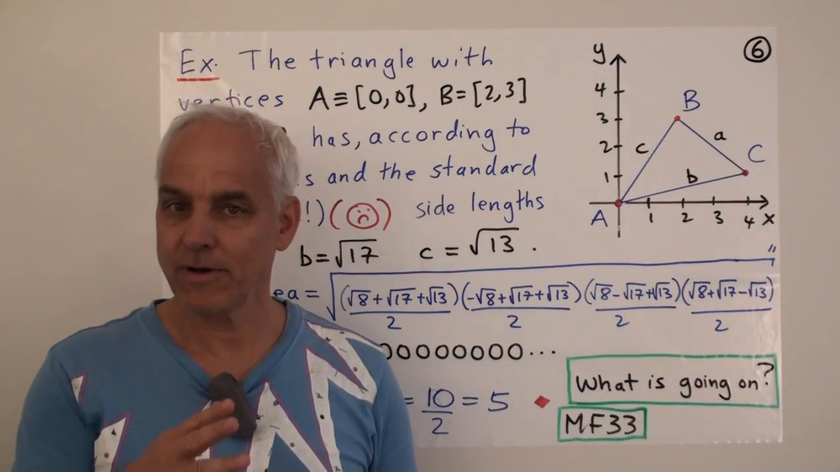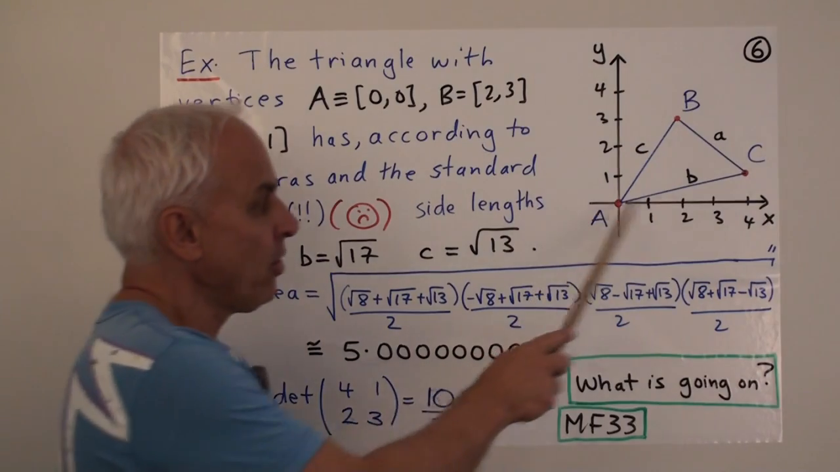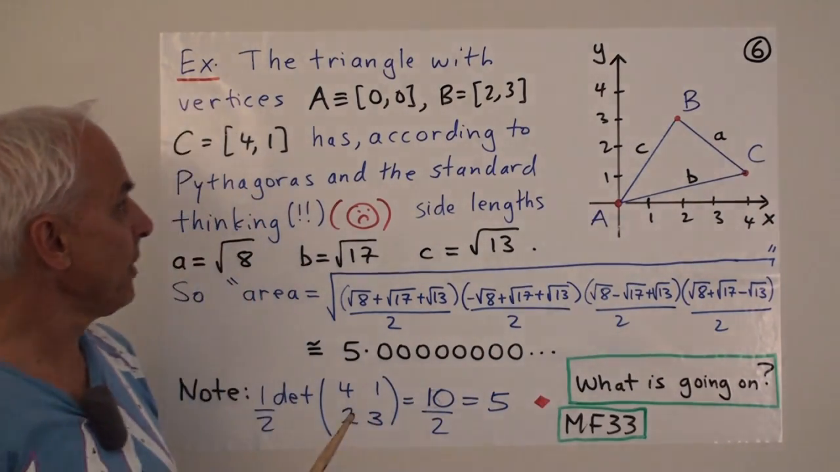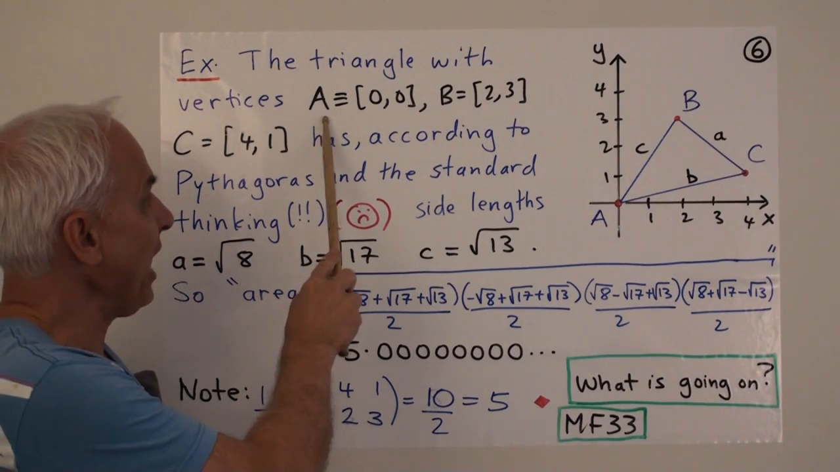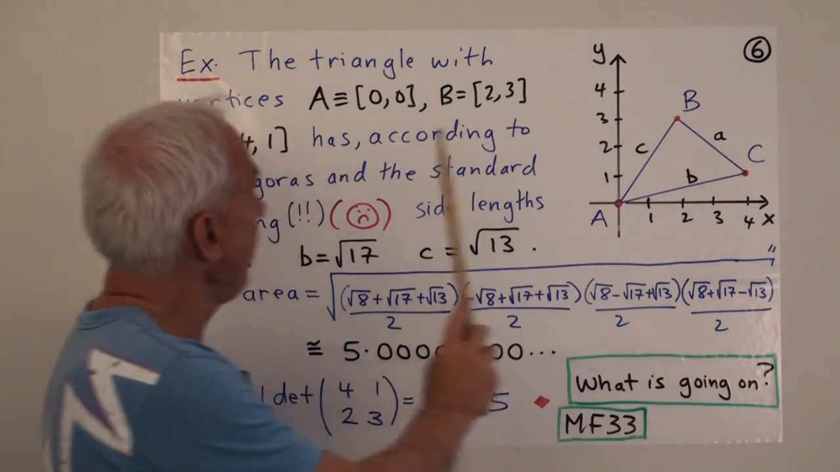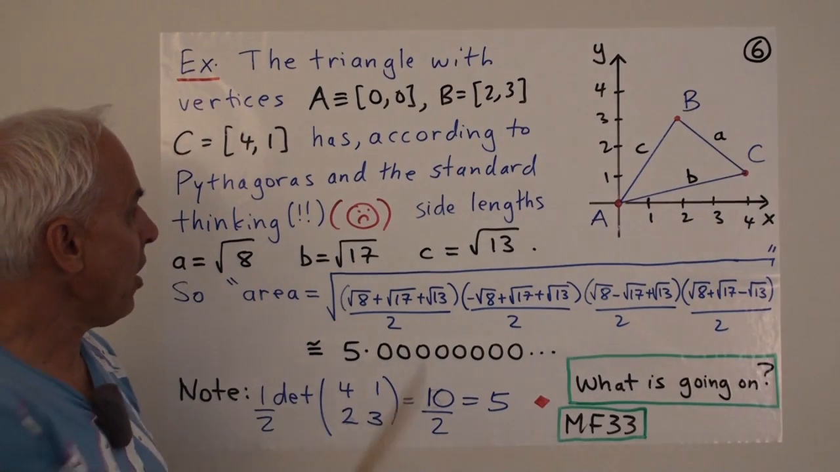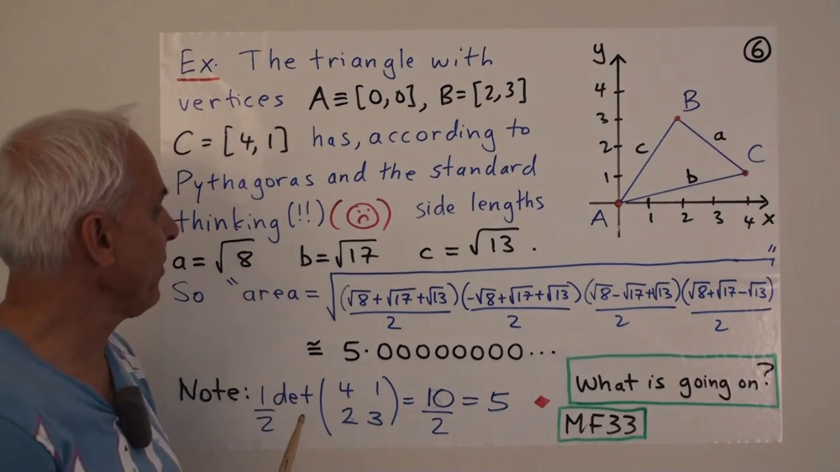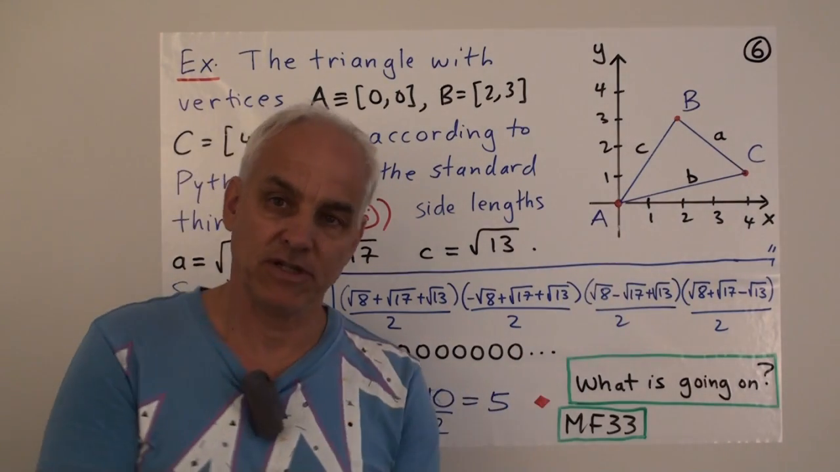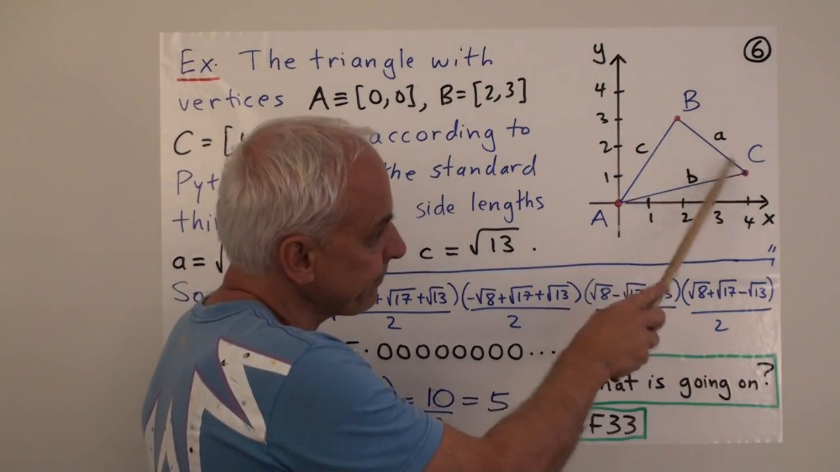Let's have a look at another example of an application of Heron's formula. This time to a triangle whose vertices are specified to us in Cartesian geometry. So we have a triangle with vertices A (0, 0), B (2, 3), right there, and C (4, 1) over here. Alright, so according to Pythagoras' theorem and the standard thinking, the lengths of the sides of this triangle are... Okay, so what's the length here?